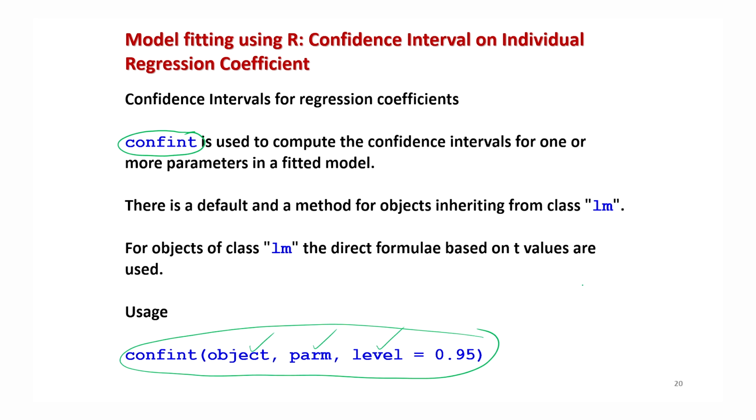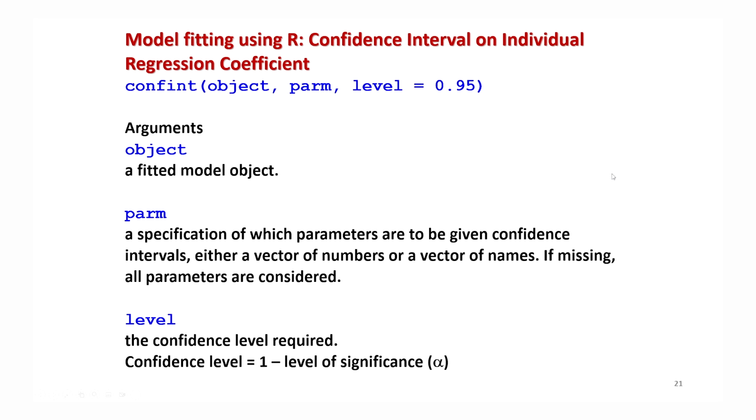So, if you want alpha equal to 0.05, then you have to mention the level as 1 minus alpha, and this confint is based on the class lm, which is used to find linear models. So, this is how we are going to use it: confint, object, parm, level.